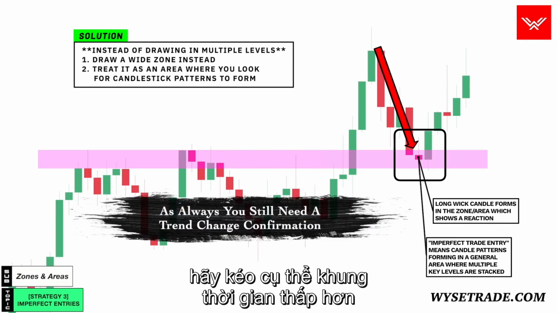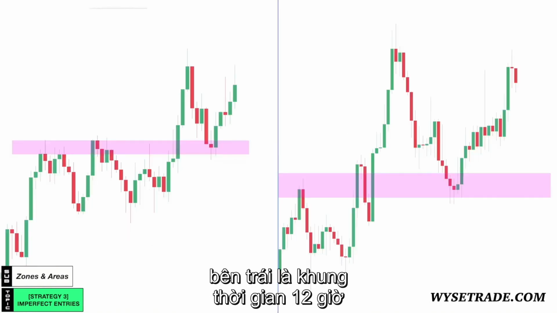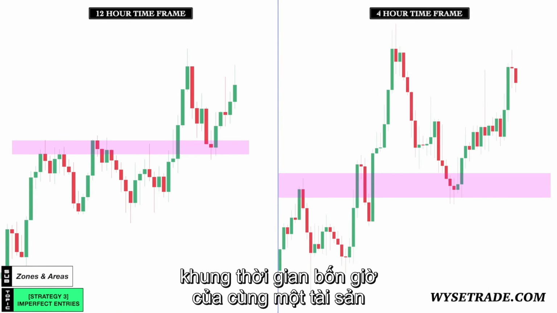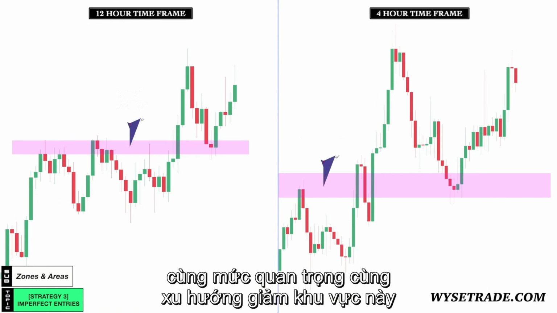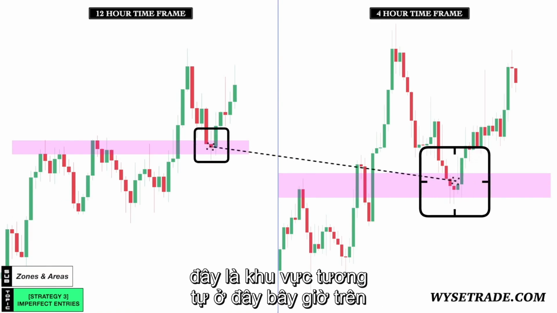So let's pull up a lower time frame, specifically the 4-hour time frame, and put it beside this one. On the left is the 12-hour time frame we just looked at, and on the right is the 4-hour time frame of the same asset. Same key level, same downtrend. This area here is the same area here.